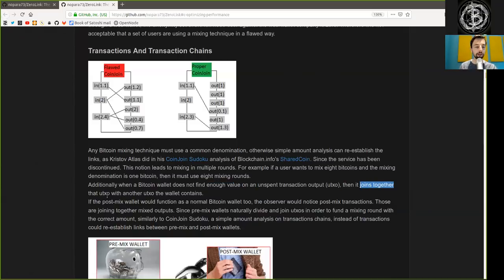Additionally, when a Bitcoin wallet does not find enough value in an unspent transaction output, it joins together the UTXO with another UTXO the wallet contains. If the post-mix wallet would function as a normal Bitcoin wallet too, the observer would probably notice post-mix transactions that are joining together mixed outputs. Since premix wallets naturally divide and join UTXOs in order to fund a mixing round with the correct amount, similarly to CoinJoin Sudoku, a simple amount analysis on the transaction chain instead of a transaction could re-establish links between premix and postmix wallet.